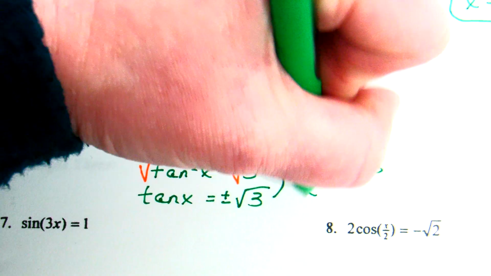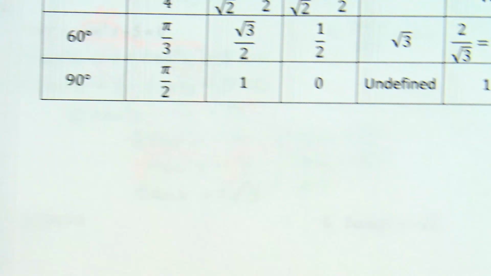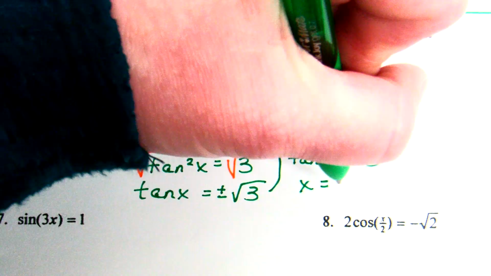So, start with the basics. When does tangent x equal the square root of 3? Tangent, square root of 3, pi over 3. Now, officially, so I'm going to write down pi over 3.